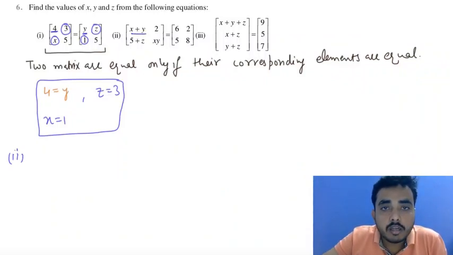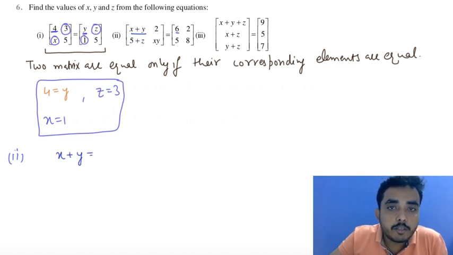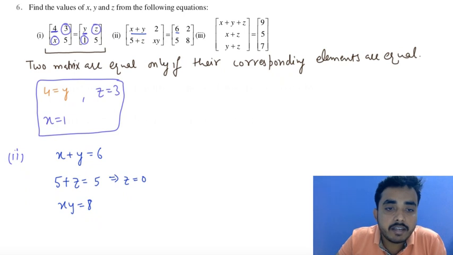So now the corresponding elements should be equal. X plus y should be equals to 6. 5 plus z should be equals to 5, and xy should be equals to 8. So from here we can simply imply that z is equals to 0. Now we have two equations in x and y, and we have two unknowns. So putting the value of y equals to 6 minus x in this equation, let's name this as equation 1.